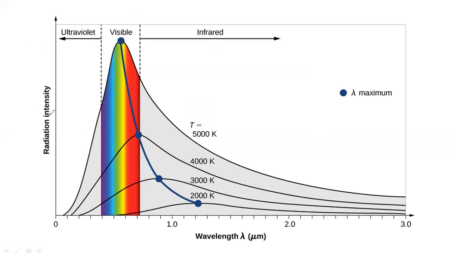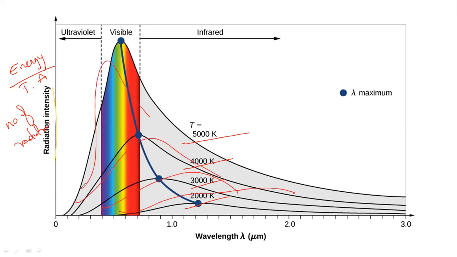See here, on the left side, the y axis is radiation intensity. You can call it energy, because intensity is nothing but energy per unit time and area. Simply you can say the number of radiations. With an increase in the temperature, first 2000 kelvins, 3000 kelvins, 4000 kelvins, 5000 kelvins, the graph is actually like this. This is the black body spectrum.